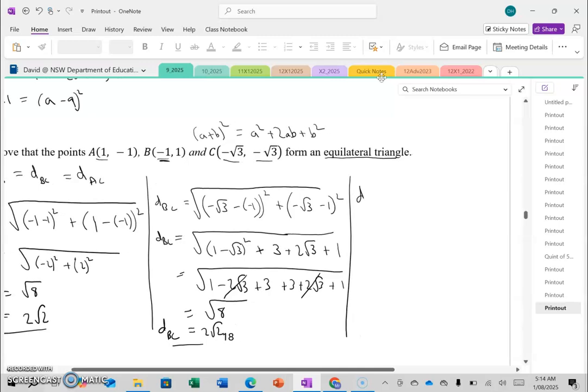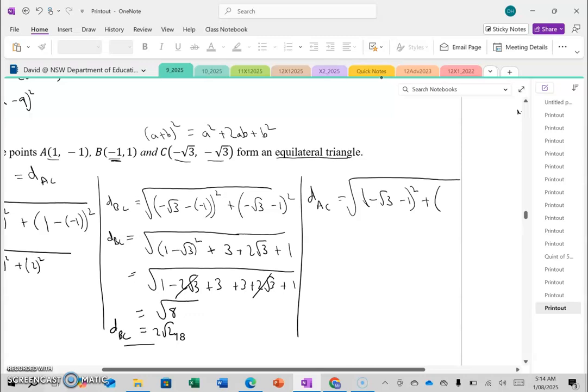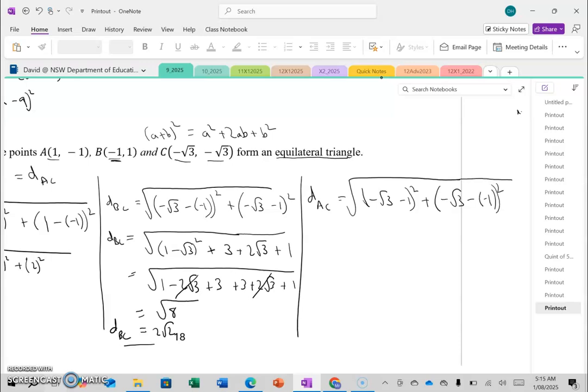And the last pairing would be the distance of AC. Alright, so let's do this one. x2 minus x1. So that's going to be bracket negative root 3 minus 1 all squared plus bracket y2 minus y1, so negative root 3 minus negative 1 all squared. And if you're clever, you can see that this line here that I've starred is precisely the same as this. Okay, so I'm just going to be a bit lazy here and say that equals the distance of BC from star, which equals 2 root 2.